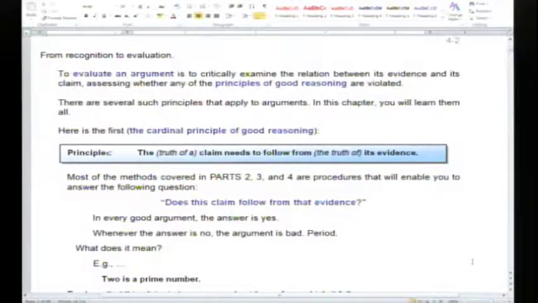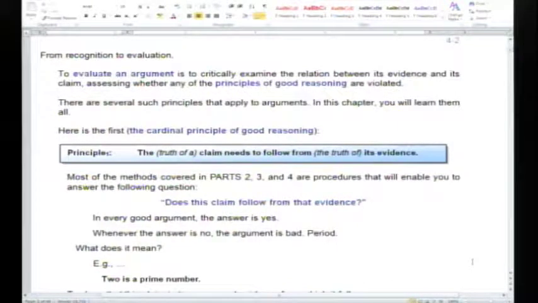That's why you argue. You're claiming that such and such is the case, and in order to show that, you need to offer one or more reasons as evidence. So in the end, no argument that violates this principle is ever good, period. The problem is, what does it mean for a claim to follow from its evidence? And then it gets a little complicated because it depends on what kind of argument we're talking about. Are we talking about a deductive argument or an inductive argument?